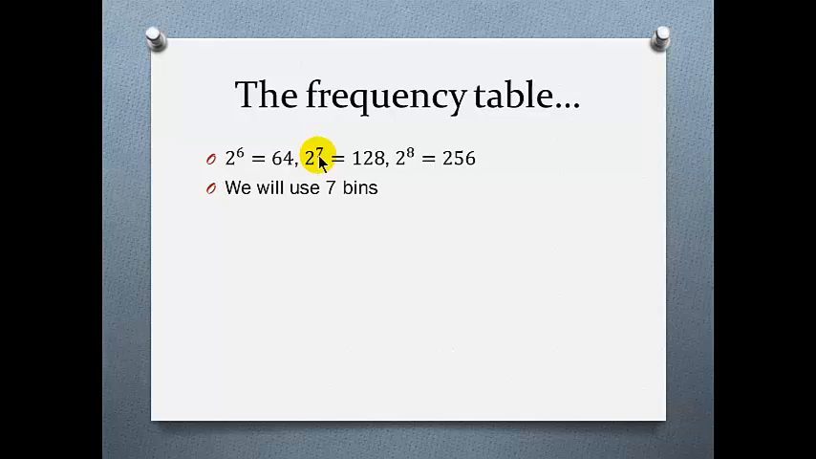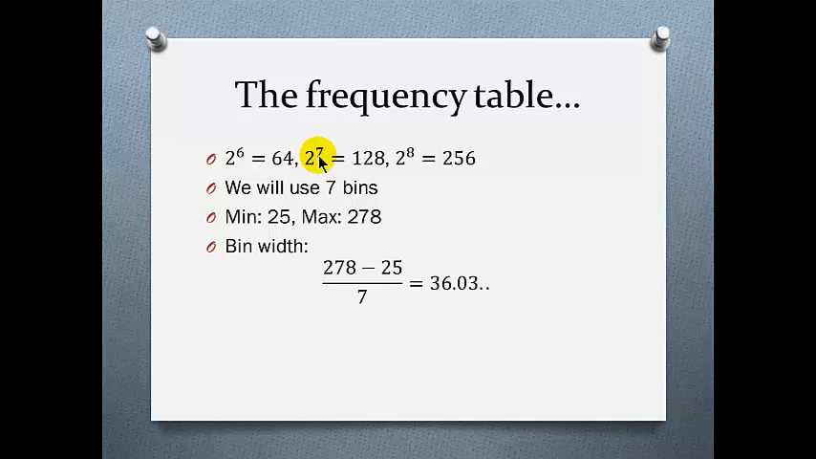Okay. How wide do we make our bins? To figure out the width of our bin, we take the largest minus the smallest. So the smallest wait was 25 seconds. The longest wait was 278 seconds. So for our bin width, 278 minus 25, divide by 7, we get 36.03, and it goes on. Okay. We need to round this up to 37. So we've got 7 bins with a width of 37, starting with the smallest value of 25.